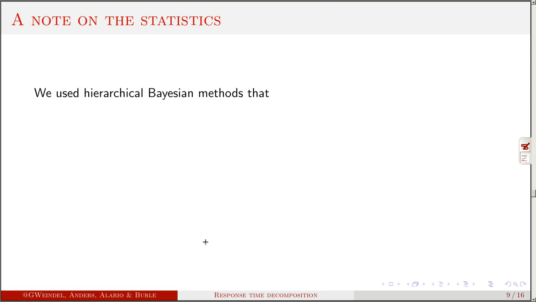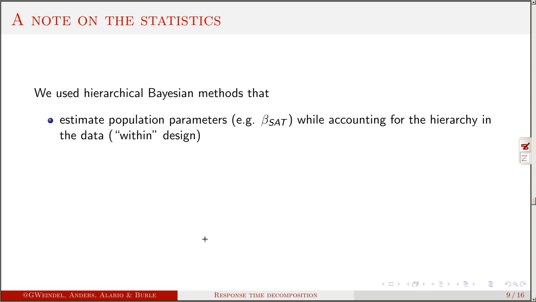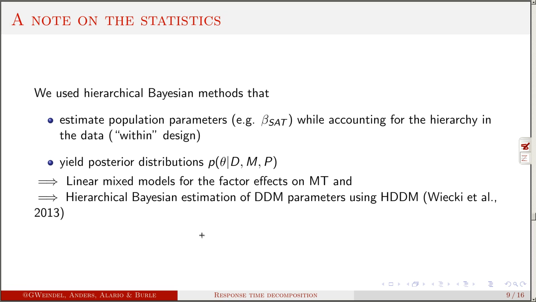So, a quick side note on the statistics used. For the analysis, we relied on hierarchical Bayesian methods, allowing us to estimate population parameters, for example, the effect of SAT on the motor time. And second, using Bayesian analysis, we have posterior distributions rather than point estimates for each parameter, hence the probability of a given value of a parameter, knowing the data, the model, and the priors used. Therefore, we used linear mixed models for the factor effects on MT and hierarchical Bayesian estimation of drift-diffusion model parameters using HDDM.